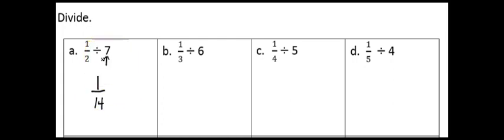In the next problem, I have 1/3 divided by 6. So if you can picture a tape diagram with 1/3 shaded in, and then that third divided into 6 pieces, you would see that each piece would have to be 1/18, because the other 2/3 that were not shaded were also divided into 6 pieces. So altogether you have 18 pieces that make up the whole. One of those pieces is 1/18.